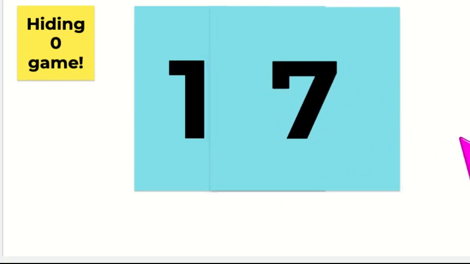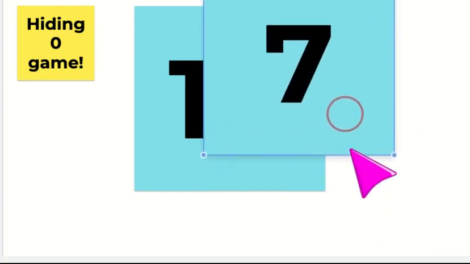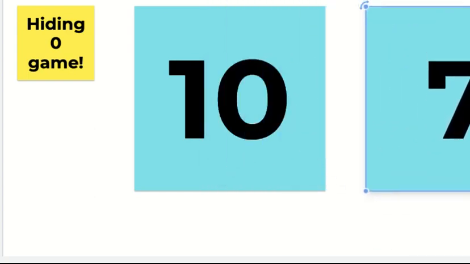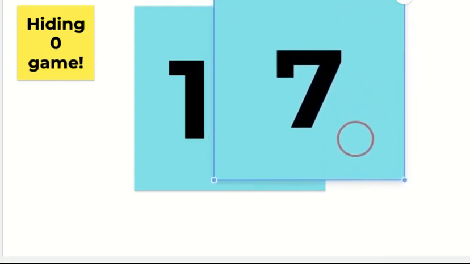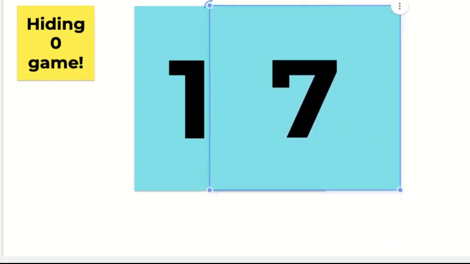Good work. That might be a little confusing for some of our friends, but for some of our friends, it's really going to help us understand our teen numbers. So just keep practicing, keep remembering that there's always a 0 behind those teen numbers. There's always a 10 behind those teen numbers, and that teen numbers are always 10 plus a bunch of extras to make the teen number.